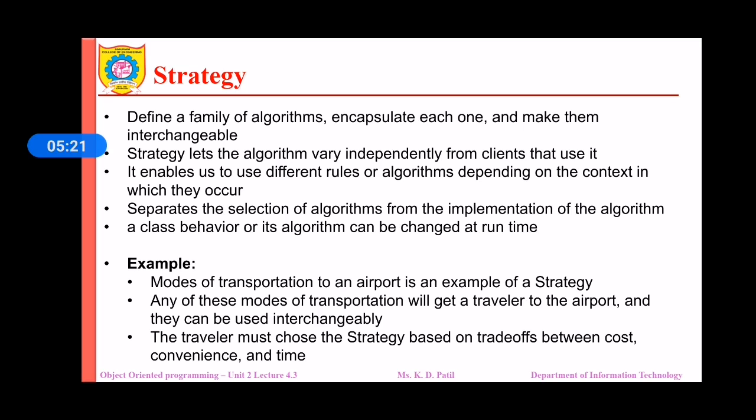Let us take an example of mode of transportation to an airport. Any of these modes of transportation will get a traveler to the airport and they can be used interchangeably. For example, a traveler can take a car to go to the airport. A traveler can take a bus to go to the airport. The traveler must choose the strategy based on the trade-offs, that is cost, convenience and time, etc. So likewise in the strategy pattern, the algorithms can be used as per the situation, environment and the implementation.